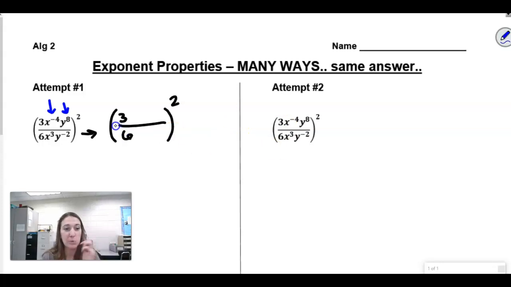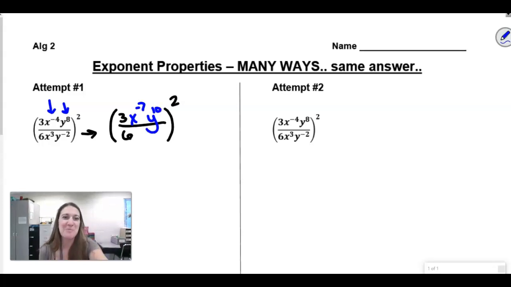But because the rule says to subtract, right? So -4 minus 3 is -7. So x to the -7th right now is on top. And then 8, careful here, minus -2 would be a y to the 10th. So I used whatever that property was called first.